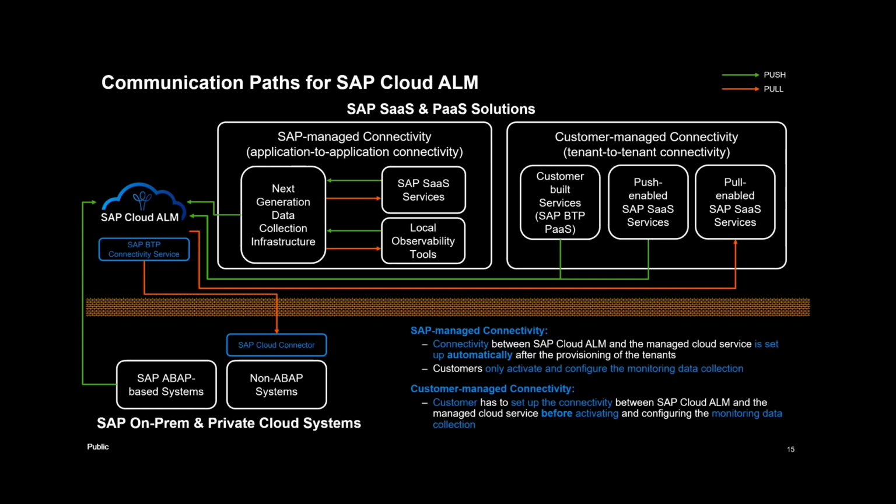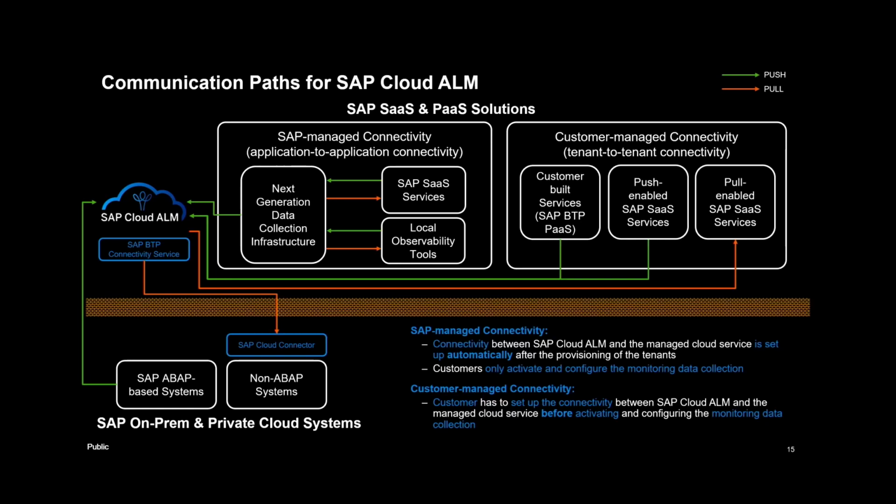This is basically the connectivity we set up for you. It's always push. So the green ones are the ones that push data to Cloud ALM. All the setup here is done by SAP. All you have to do as a customer is go to the use case and turn it on. We try to keep it as comfortable as possible.